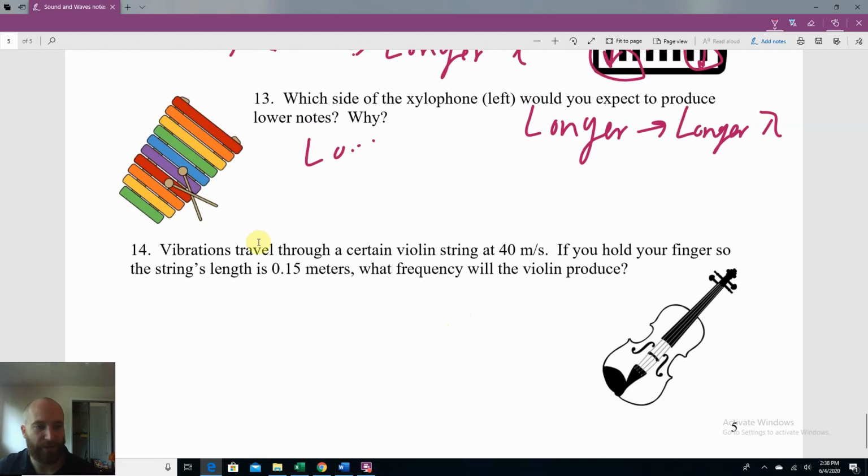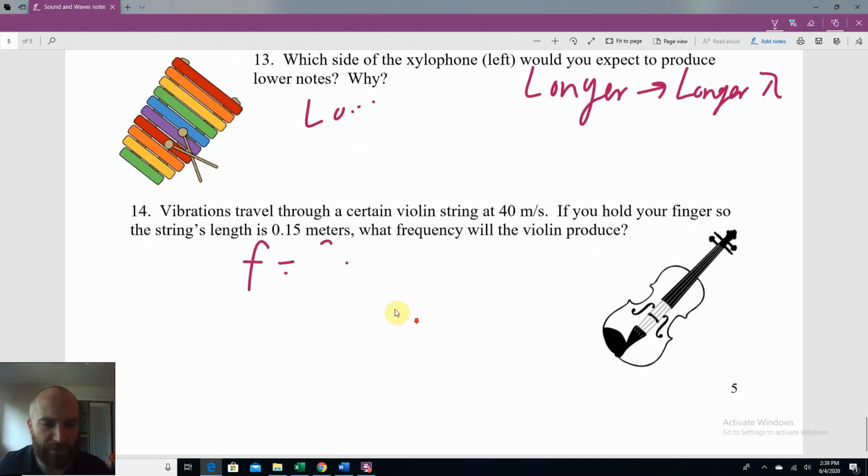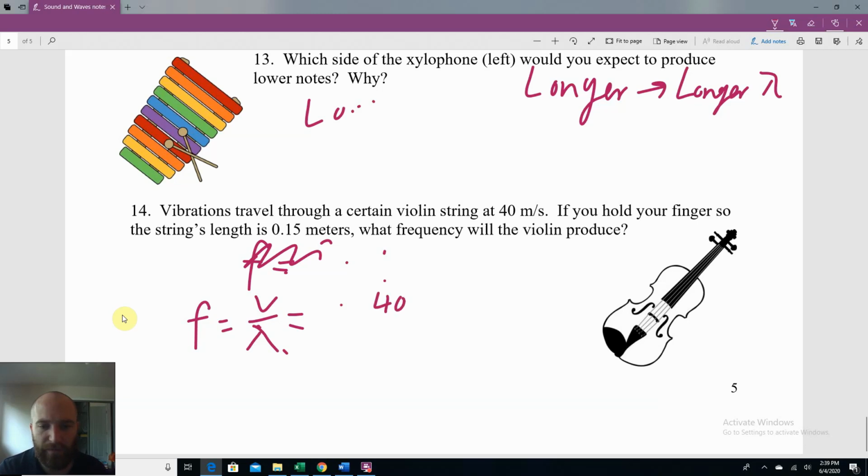Last one, a calculation. Vibrations travel through a certain violin string at 40 meters per second. If you hold your finger to change the string's length to 0.15 meters, what would be the frequency that the violin produces? Well, we have an equation for that. We used it once before. We're going to use it again. F equals V over lambda, which is just what we use for wavelength. V is, we said in the problem, 40 meters per second. The wavelength is 0.15 meters. So we're going to divide 40 by 0.15.